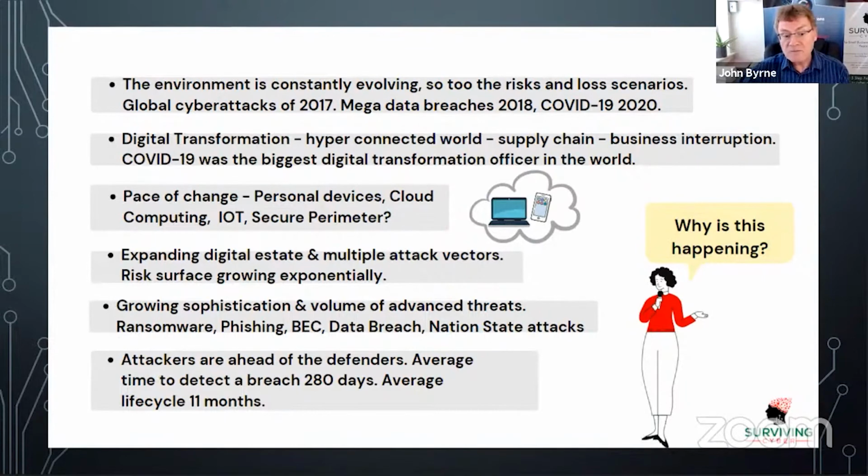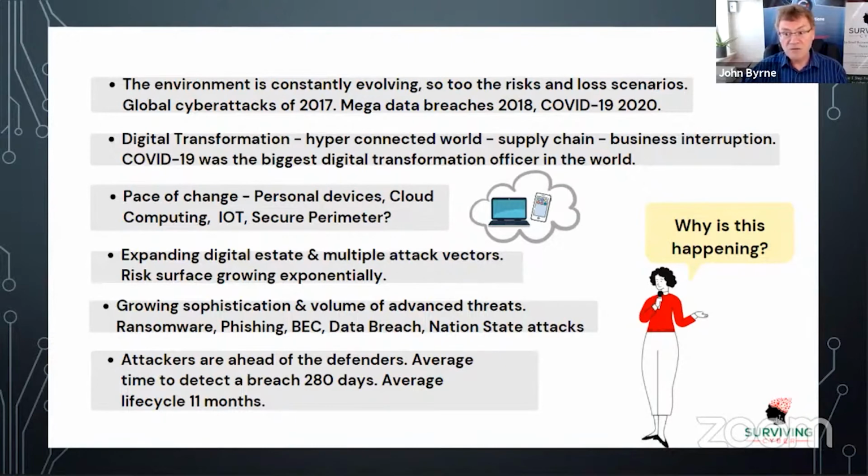It's worth noting the average time to detect a breach is 280 days currently. That's over 9 months. So for 9 months, your attacker has been in your network, in your system, waiting for the best moment for them to attack you. And when they do attack, the average life cycle of a cyber incident is 11 months.